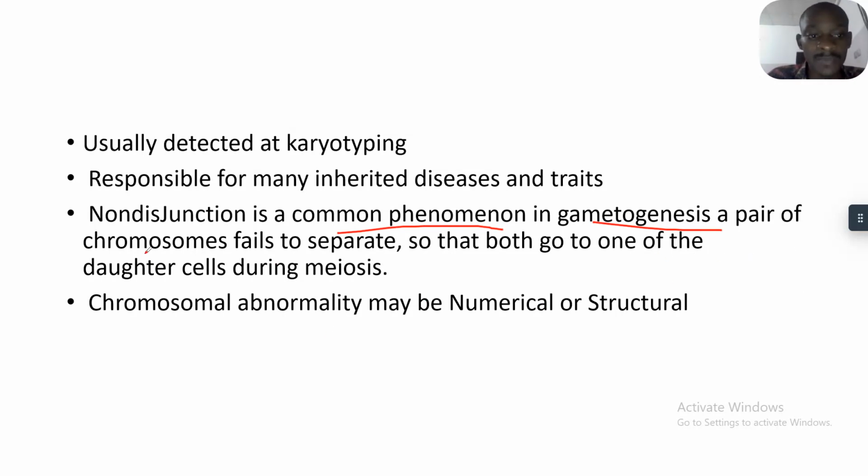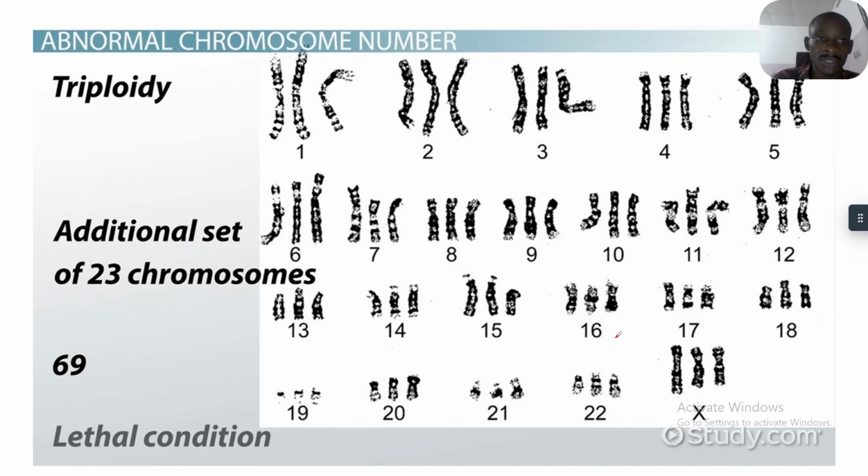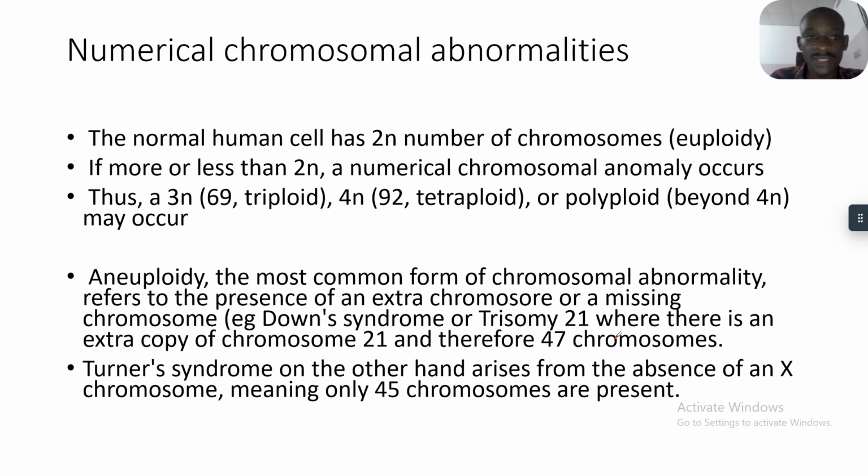That's where a pair of chromosomes fail to separate, so that both of them go to one of the daughter cells during meiosis. Chromosomal abnormality may be numerical or structural. These are examples of numerical chromosomal abnormality, but I won't bore you with the picture. We'll go and see what we have in the notes.